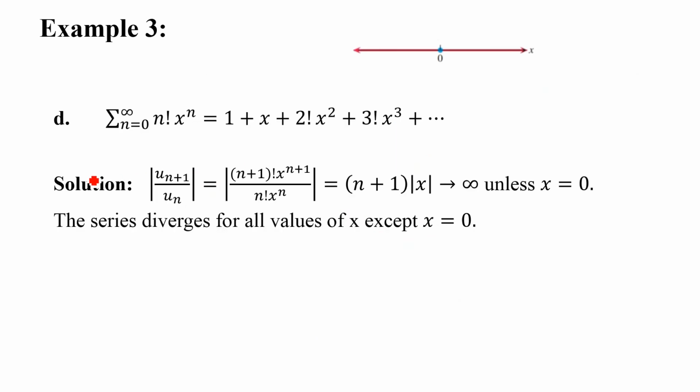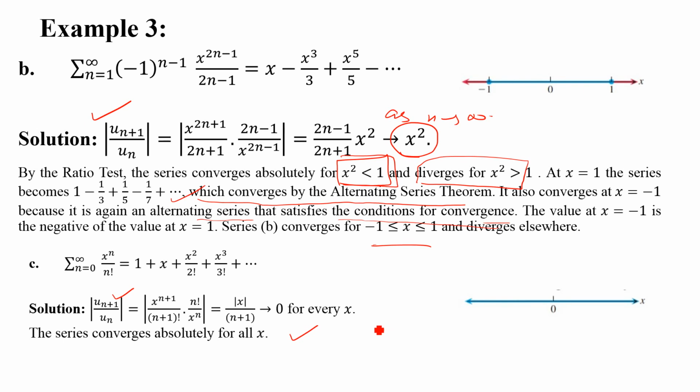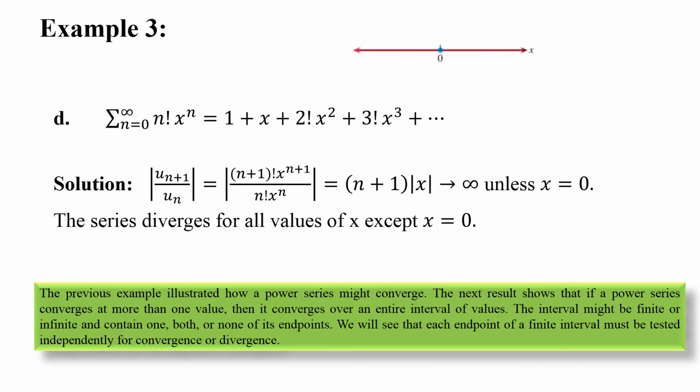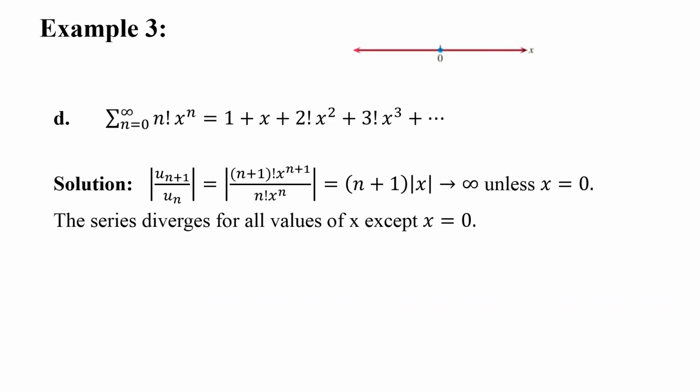Now in the last part, notice that this series is convergent for all x, that is, x lies between minus infinity and infinity. And what about this next series? In part D, we have this series n factorial x^n, which can be written term-wise in this form.